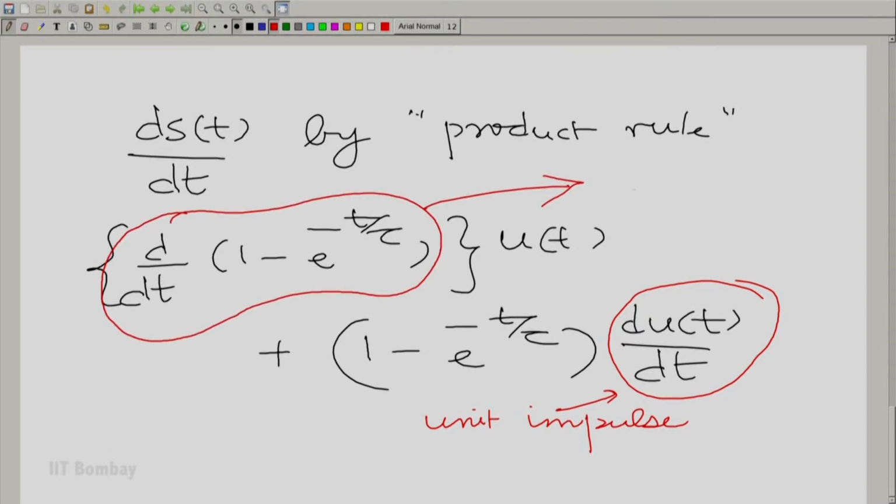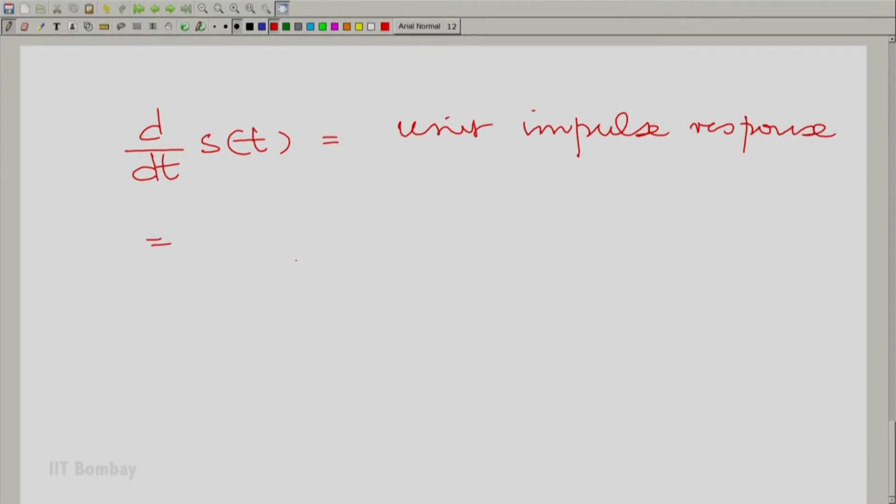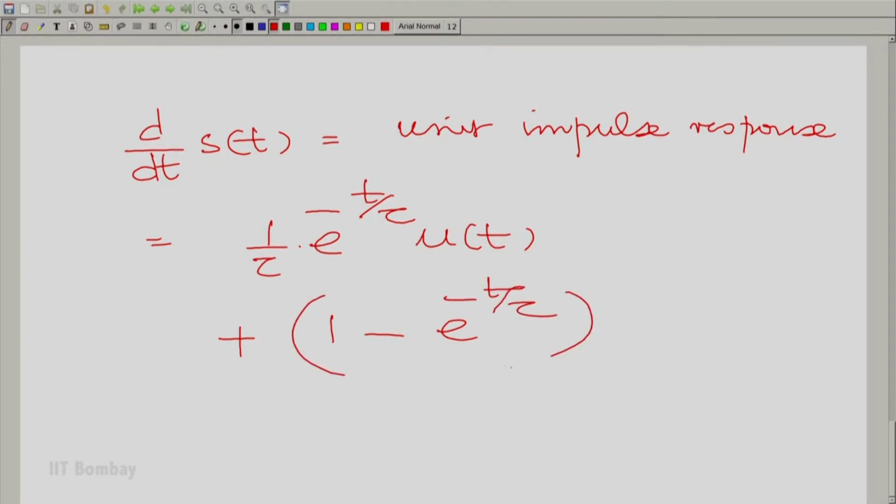This is essentially minus 1 by tau times e raised to the power minus t by tau. So, there we have a very simple conclusion that we are drawing. d/dt of s(t), which is also the unit impulse response, is essentially 1 by tau e raised to the power minus t by tau times u(t) plus (1 minus e raised to the power minus t by tau) times delta(t). Now, let us look at this expression carefully.